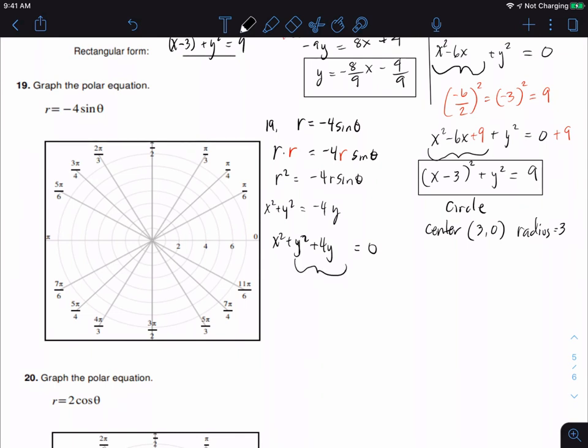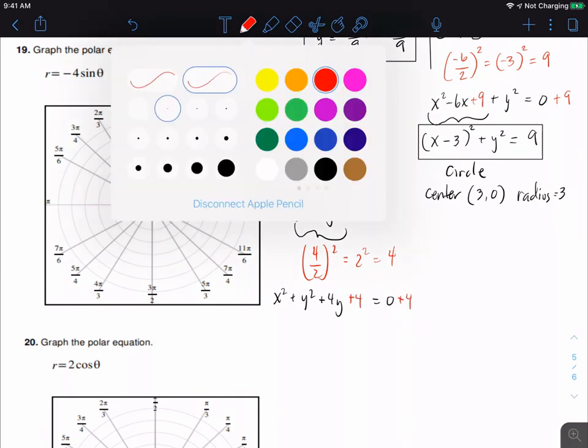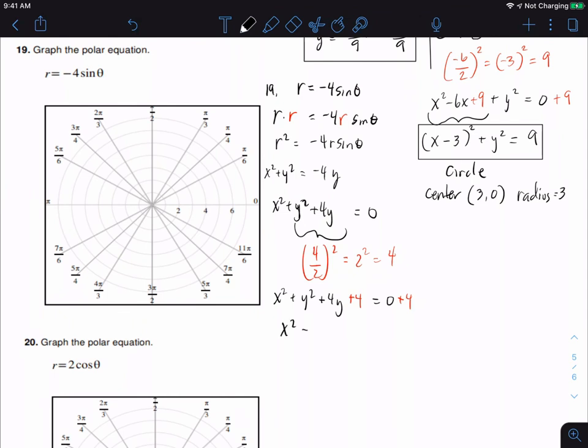So we need to complete the square. So 4 divided by 2 squared is 2 squared, which is 4. So we're going to get x squared plus y squared plus 4y is equal to 0. But we know that we need to add 4 and add 4. So that's going to give us x squared plus y plus 2 squared is equal to 4. Now that we have our equation, we know that the center is where? Because that's important. Where is the center going to end up being in this problem?